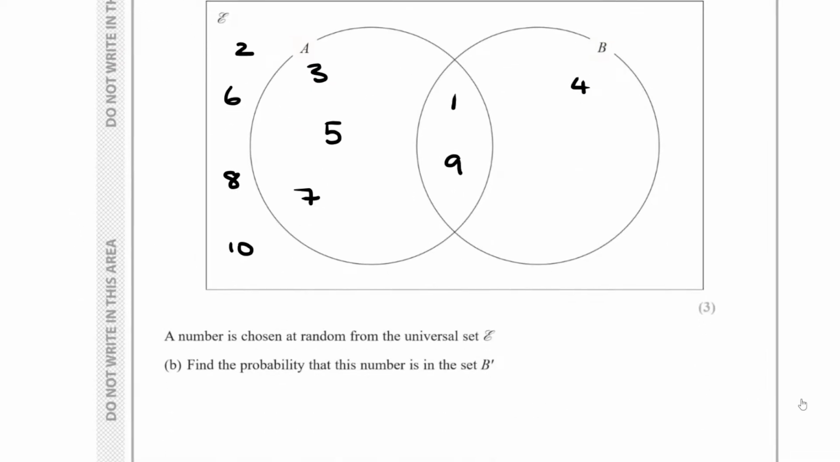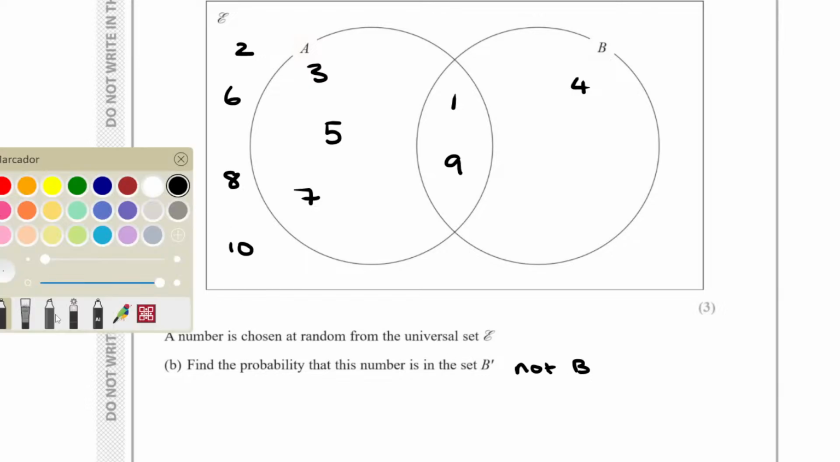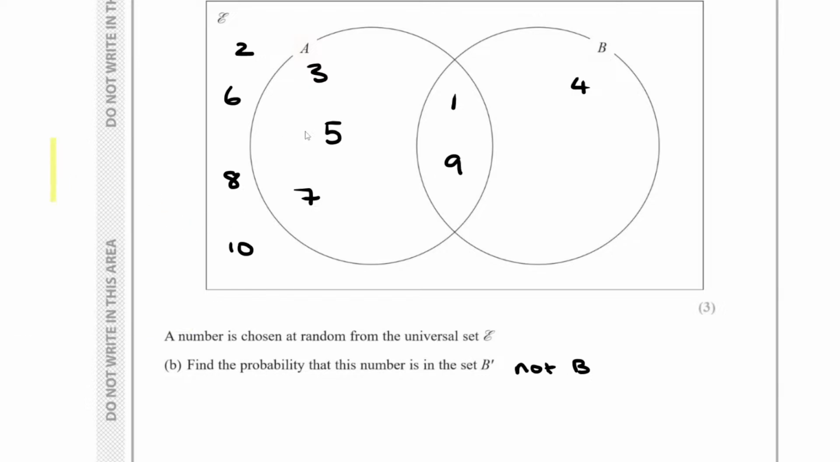So a number is chosen at random from the universal set. So what they mean by that is out of the whole Venn diagram, they picked a number. So that means they picked one of the numbers from 1 to 10. Find the probability that this number is in the set. Now this bit here means not B. When you have an apostrophe, that means not B. So where is not B on our diagram? Let's highlight it. So it's just anywhere that's literally not the circle of B, basically. So if we were to highlight, try and do this. Let me get a smaller one.